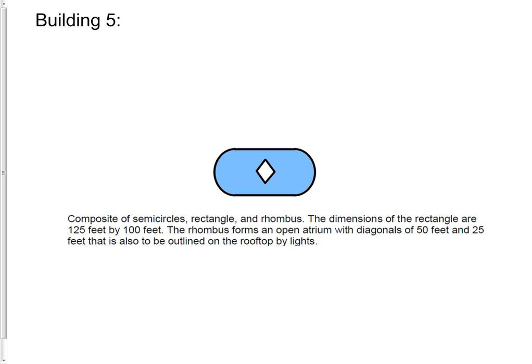Again, a composite of semicircles, rectangle, and rhombus. The dimensions of the rectangle are 125 feet by 100 feet. The rhombus forms an open atrium with diagonals of 50 and 25 feet. That little comment there about the rooftop and the lights, you'll understand that more when we get to the questions.